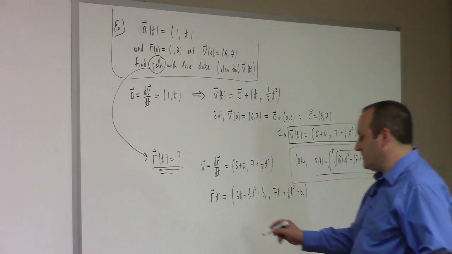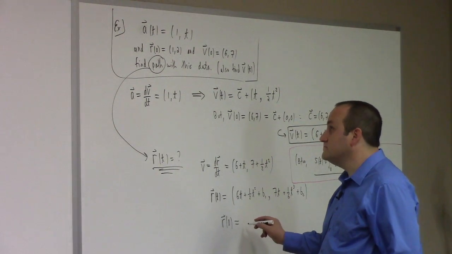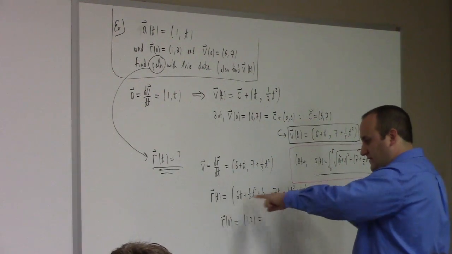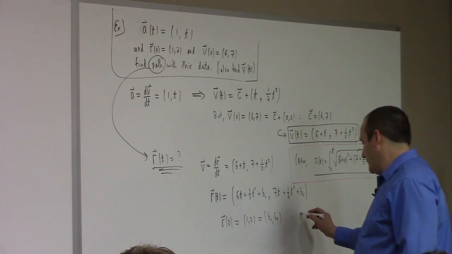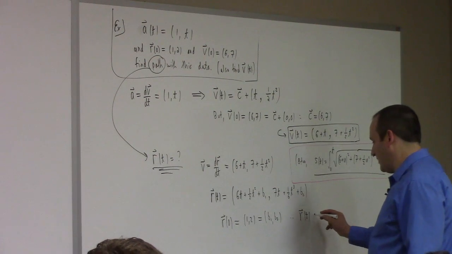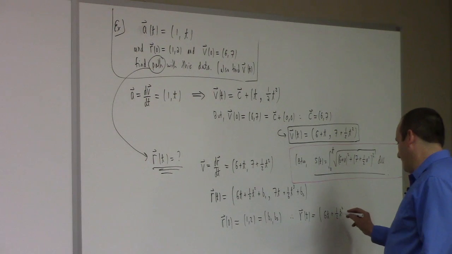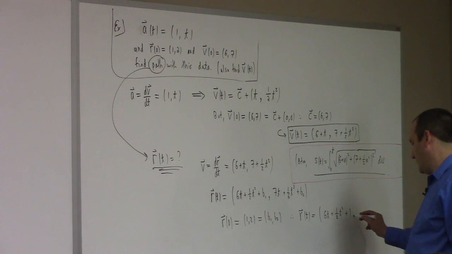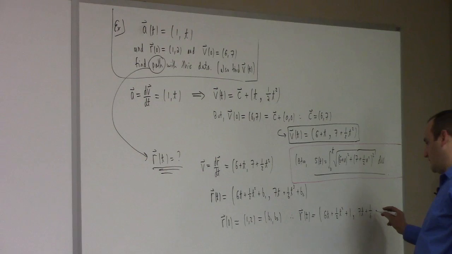Now, we know something else. We know that r of 0 is what? 1, 2. But it's also plugging in time 0 into this expression up here. It's also b1, b2, right? So there you go. The position, the path that we're looking for, r of t, is exactly 6t plus 1/2 t squared plus 1, comma 7t plus 1/6 t cubed plus 2.